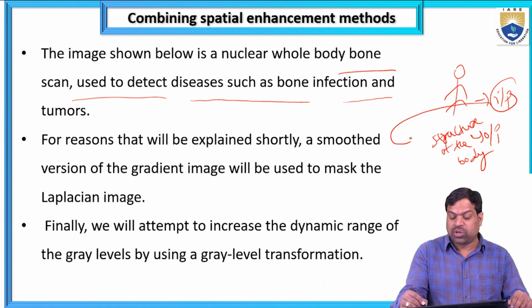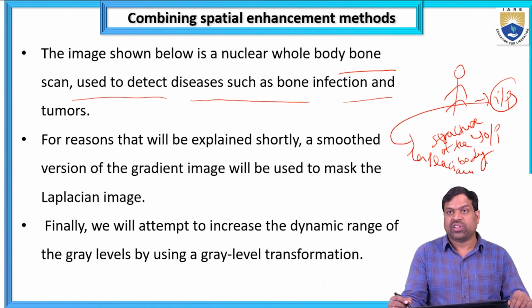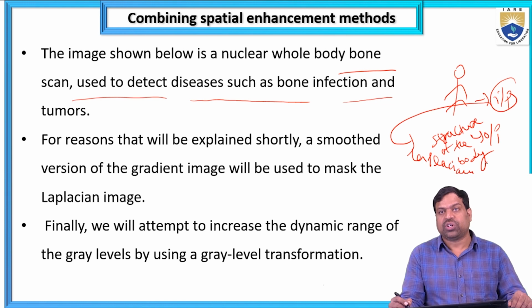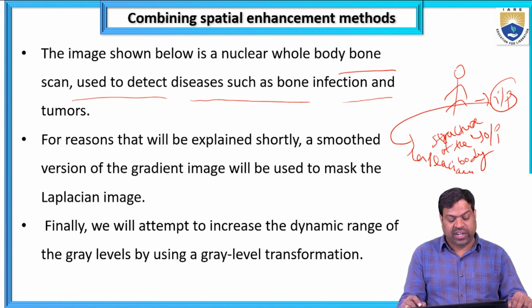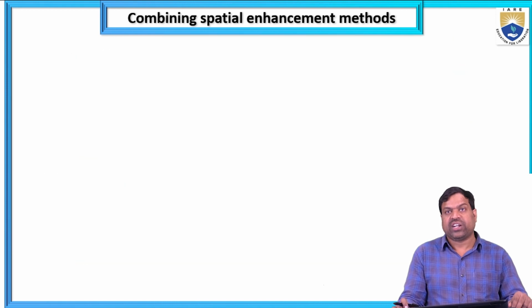From the input image, I am applying the Laplacian and getting an output. What output am I getting? The smoothening or sharpening of the image. What technique am I applying? The Laplacian transform. Finally, we will attempt to increase the dynamic range of gray levels by using gray level transformation.